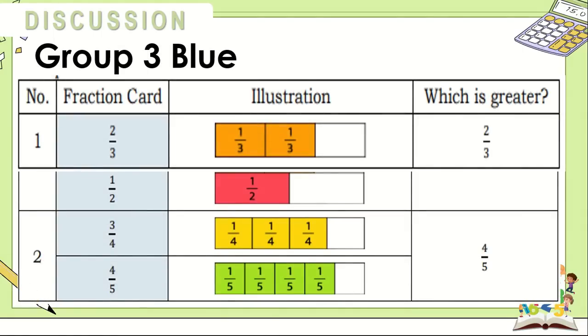For the group 3, we have blue. For the first set of fraction cards, we have 2/3 and 1/2. Which is greater? You're right, it is 2/3. For the second one, we have 3/4 and 4/5. Which is greater? Very good, it is 4/5.